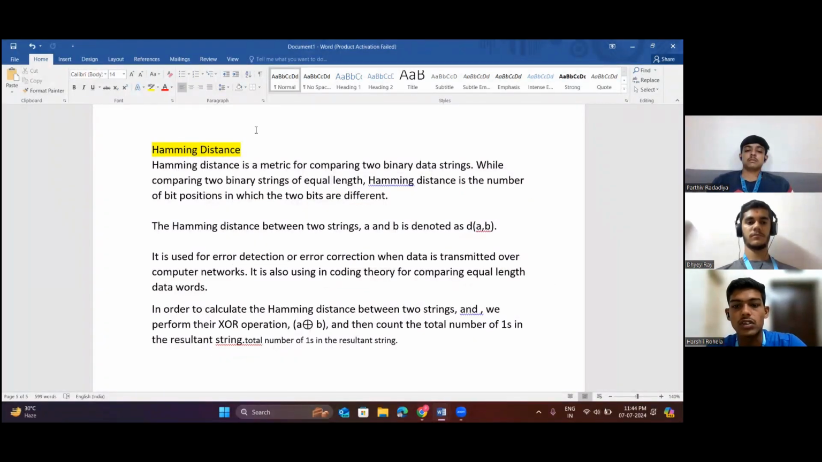The formula for this is we perform the XOR operation of the two strings, A XOR B, and then count the total number of ones in the resultant string. These are the five different distance techniques.